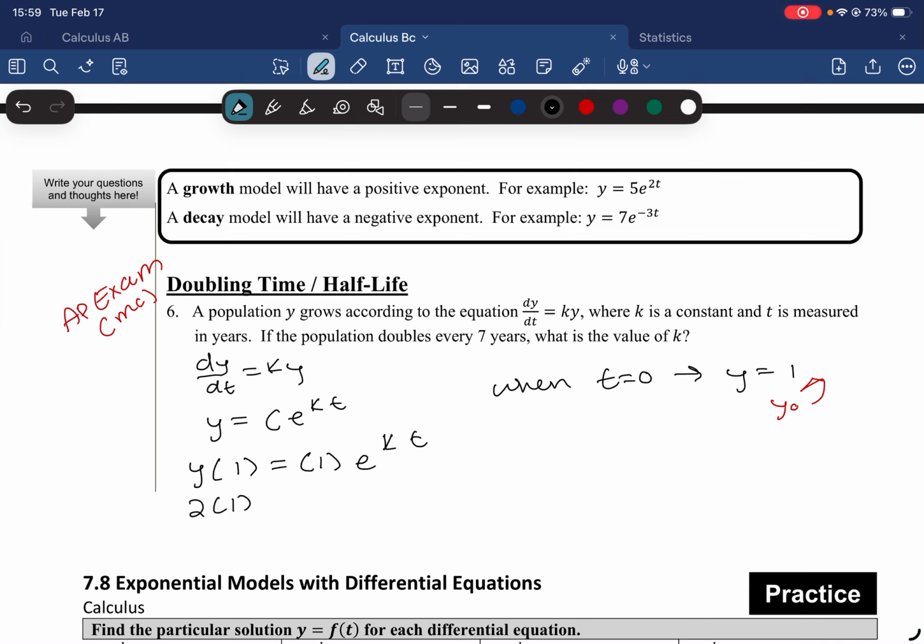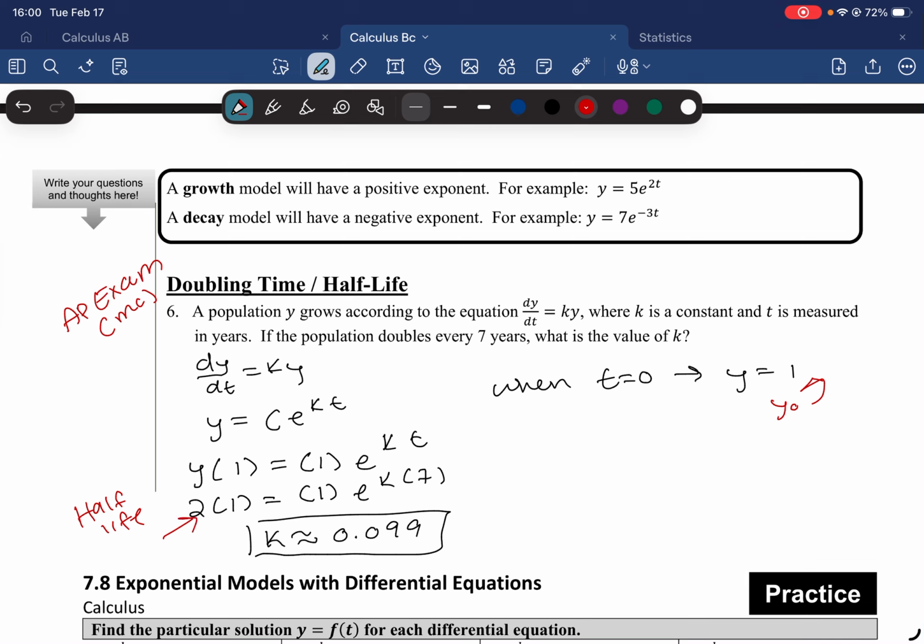So 2 times 1 is equal to 1 times e to the k. And then it says every 7 years, so that's going to be 7. Okay. And then I just solve for k, again using Desmos, and I get k is approximately 0.099, which is what it was asking for. So every single type of doubling time problem is going to be set up in this exact same way. The only value that you end up changing is the time value t. If you're given a half-life type problem, you would just replace this 2 with a 1/2 and then again solve exactly the same.